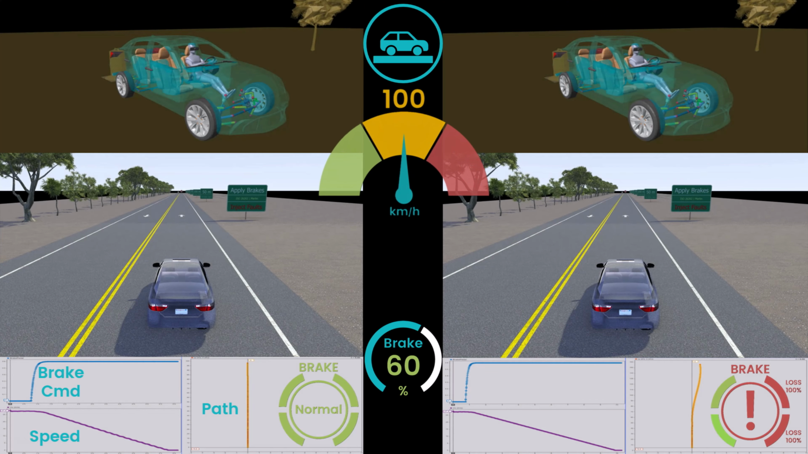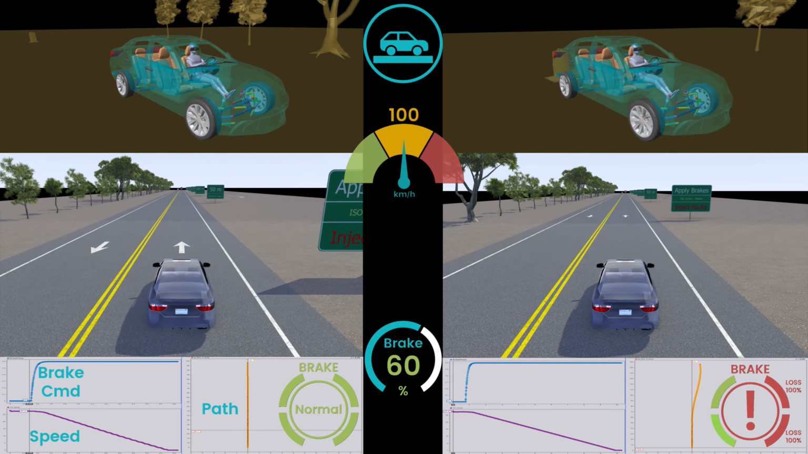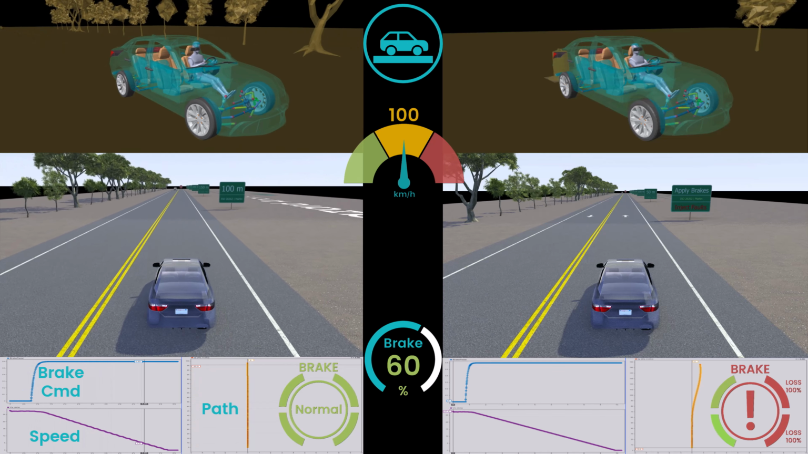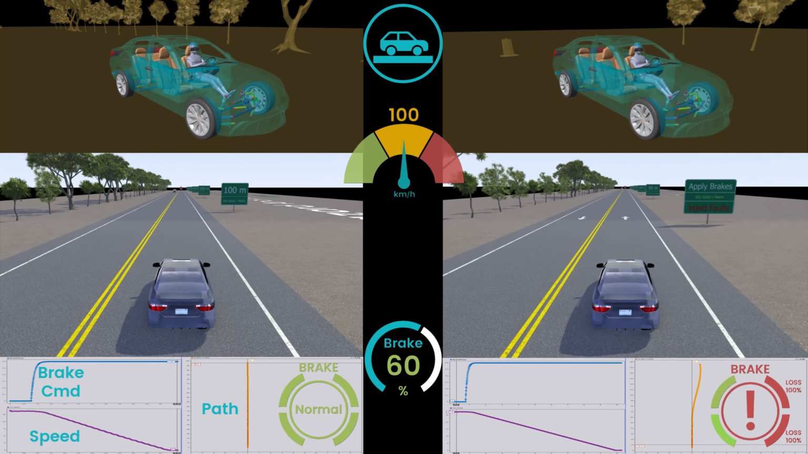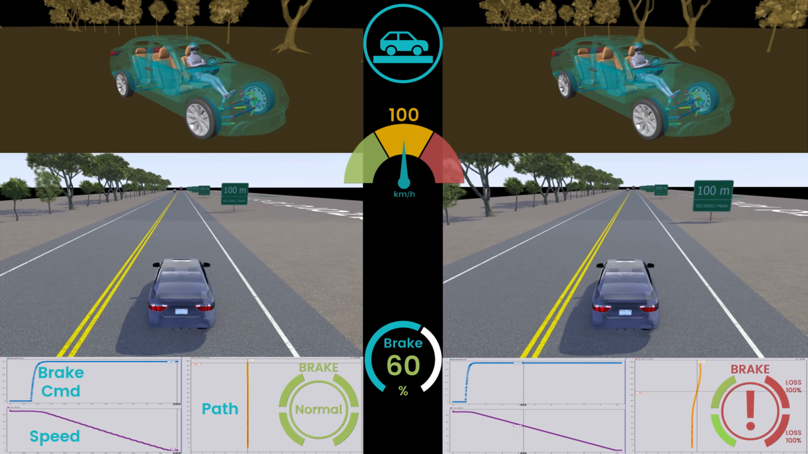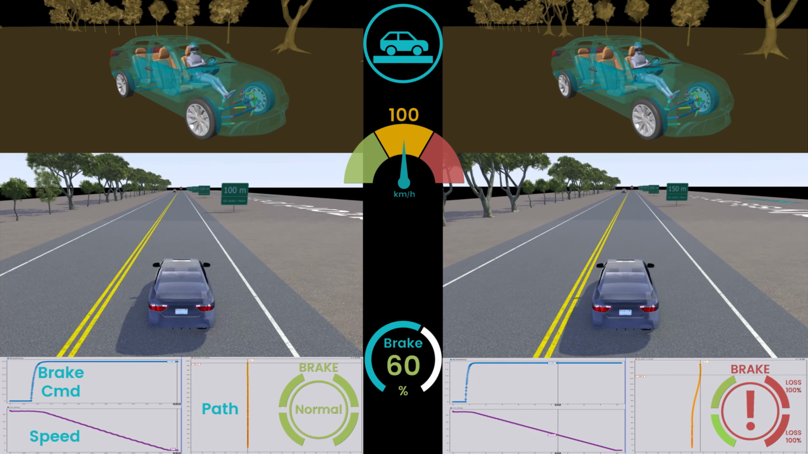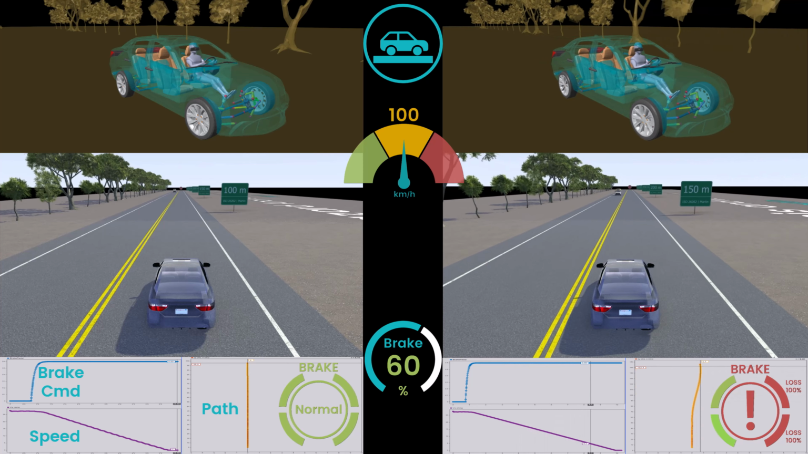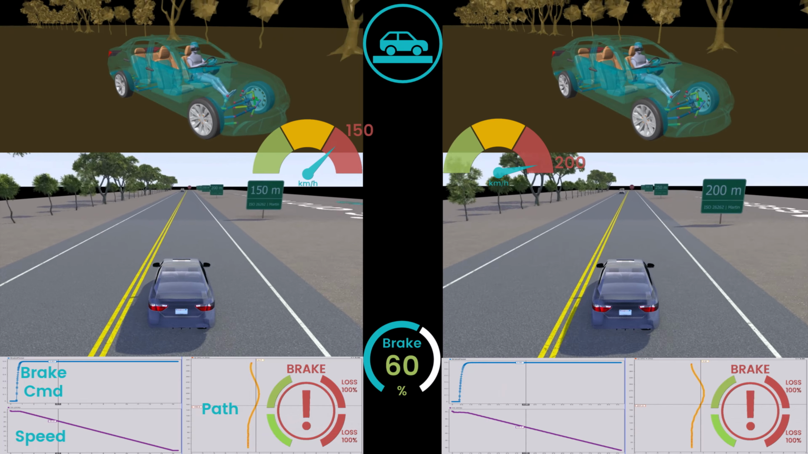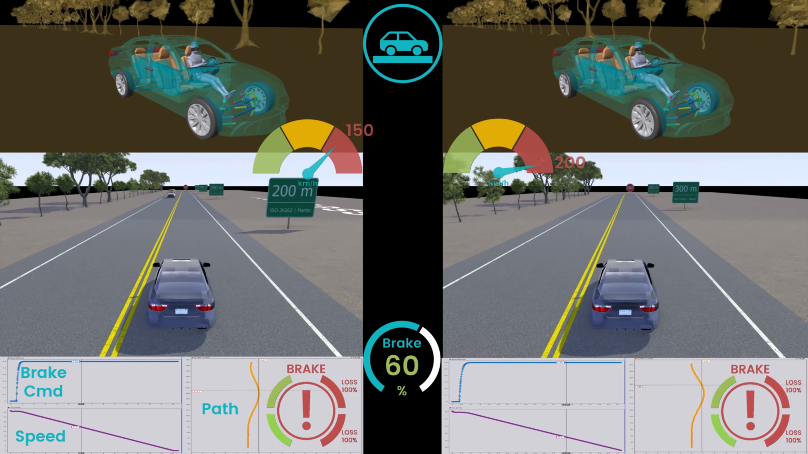Next, the vehicle speed is increased to 100 kilometers per hour. To continue, the vehicle speed is increased further to 150 kilometers per hour, and then to 200 kilometers per hour.